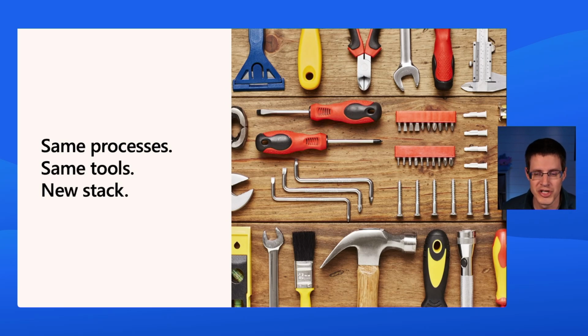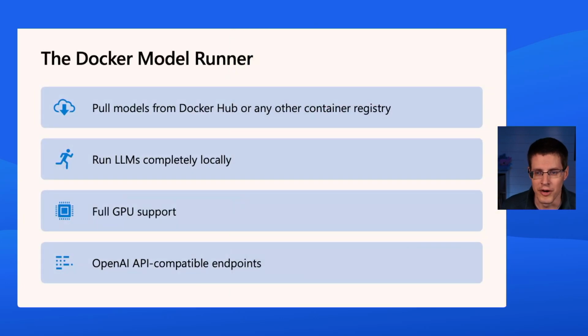But models bring an interesting wrinkle to it because they require GPUs, and running models with a GPU inside of containers is a tricky thing to do, especially during local development. So to solve that problem, we built the Docker Model Runner. What the Docker Model Runner allows me to do is pull models directly from Docker Hub or any other container registry. We've created an OCI artifact specification to package up models and distribute them completely independent and decoupled from the inference engine itself.